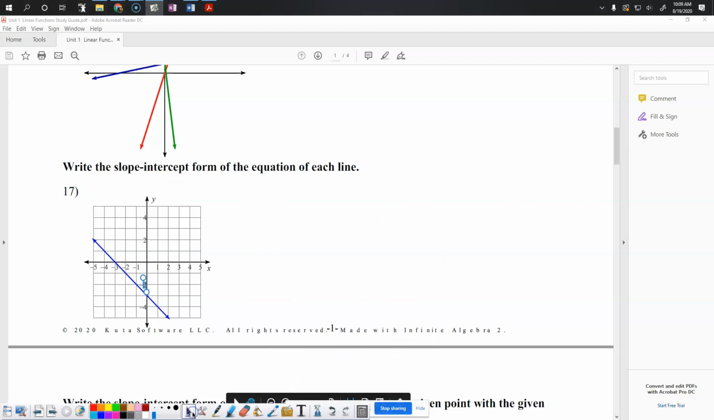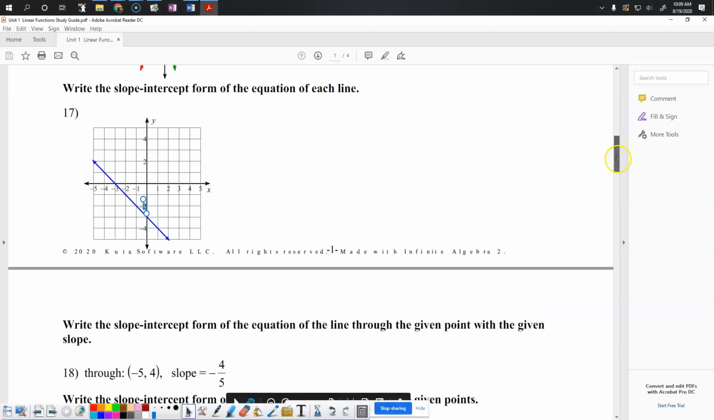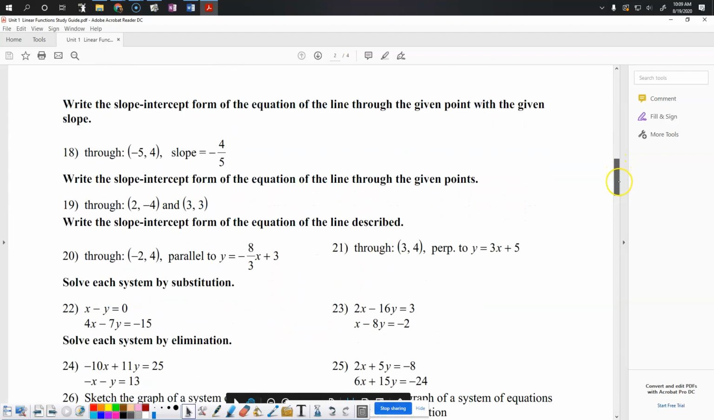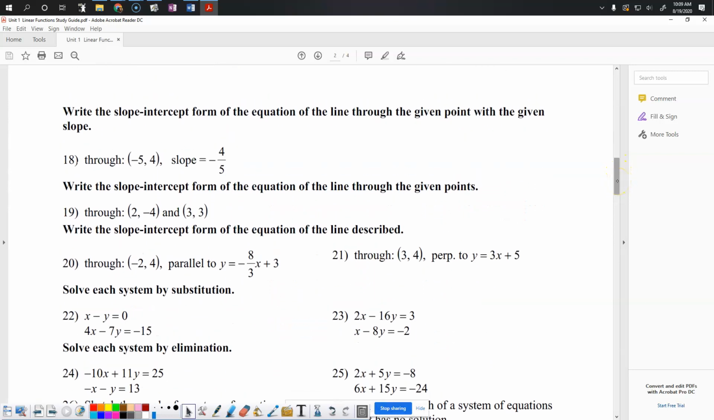All right. Let's go ahead and move on here. Write the slope-intercept form equation of the line through the given point with the given slope. So on this one, we're asked to find the equation, and once again, you need a slope, you need a b, and then you can write your equation. Okay? Well, on this problem, it's actually a little bit easier. They actually just give you the slope. So there you go. Simple.